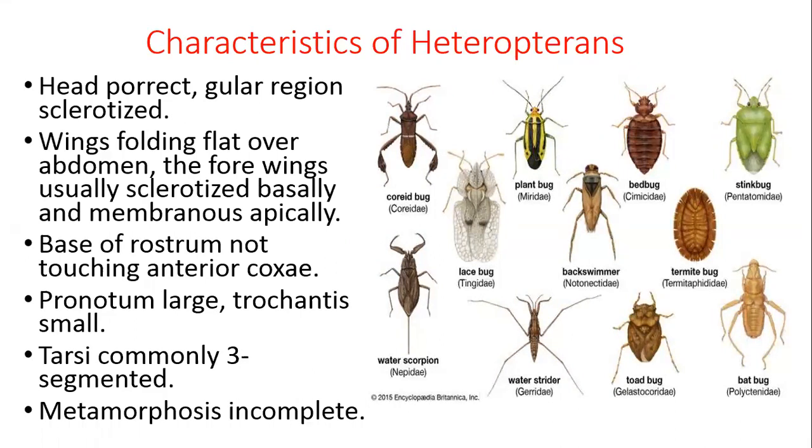The characteristics of the Heteroptera are: head, thorax, gular region sclerotized, wings folding flat over abdomen. The forewings are usually sclerotized basally and membranous apically. This is the basic character by which we can easily distinguish the heteropterans from the homopterans, because the forewings are basally sclerotized while apically membranous.